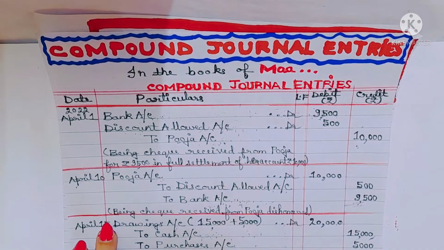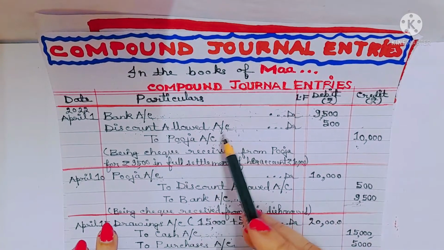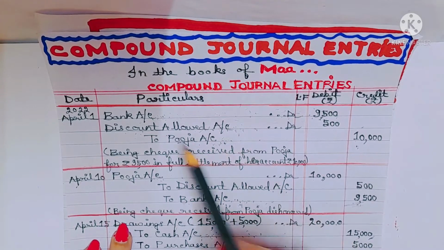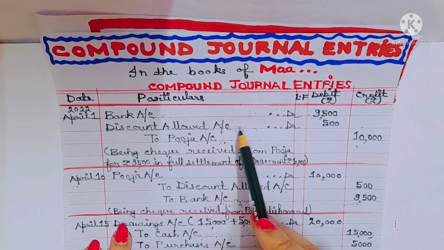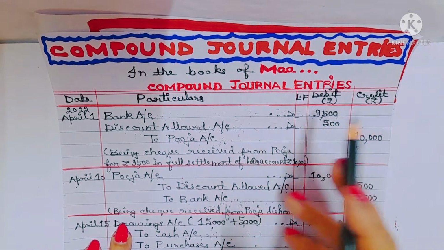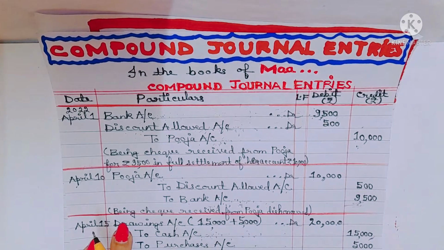Let's do it. Cash account done. Bank account done. Let's do discount allowed account. Now what is the position of discount allowed? On 1st April, discount allowed is on the debit side. 500. If discount allowed is on the debit, we have to look at the opposite side. Which is the opposite side? Puja account, credit side.